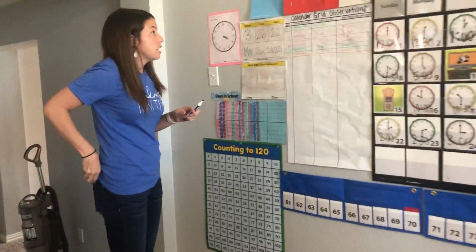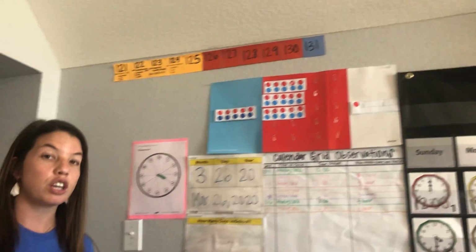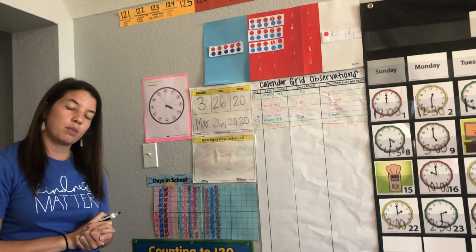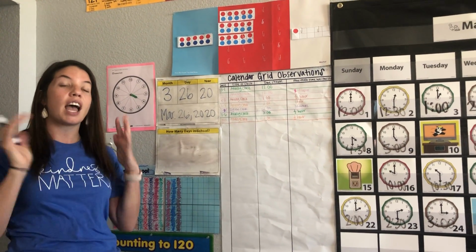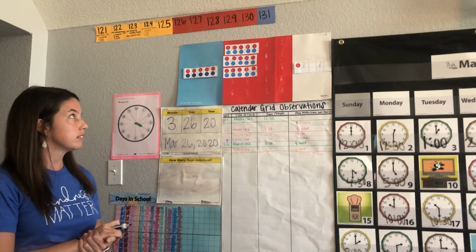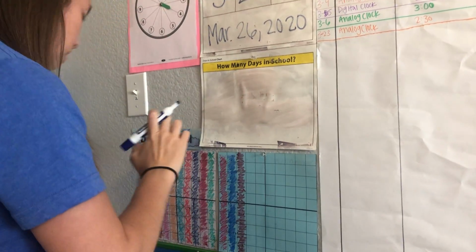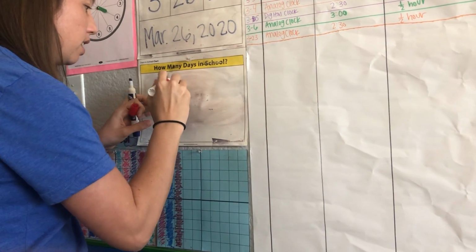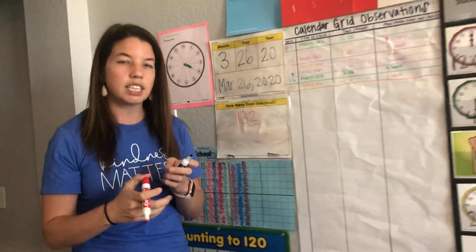All right, boys and girls, now let's talk about how many days we've been in school. Yesterday we were in school for 131 days. How many days have we been in school today? What number comes after 131? I'm going to wait until everybody says it out loud because everybody should know what comes after 131. That's right, boys and girls, 132 days.